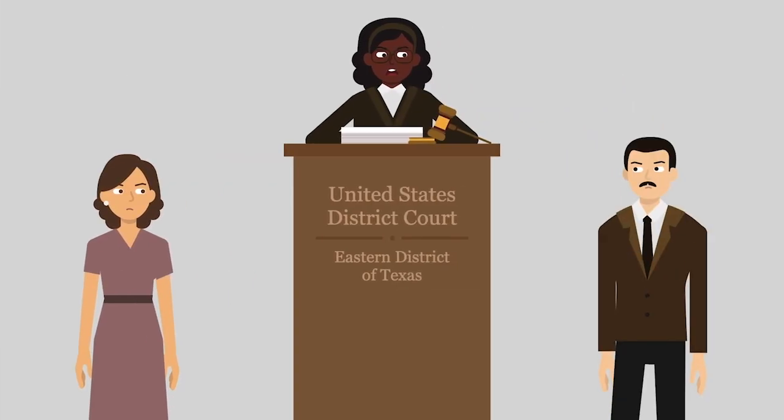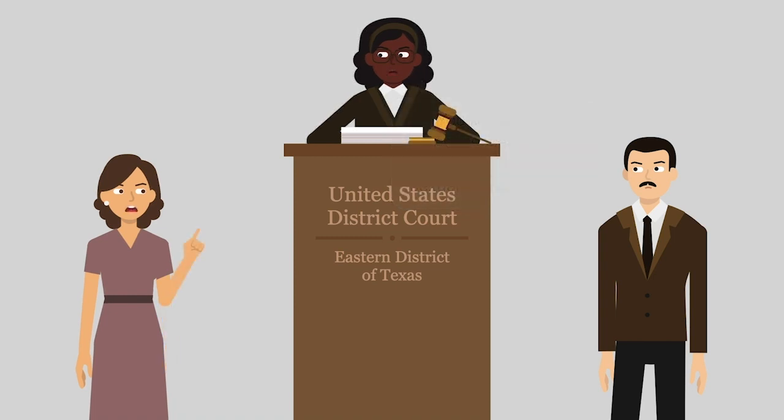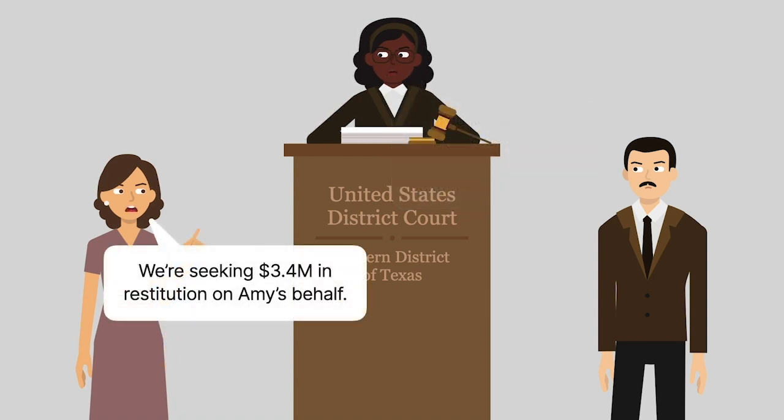Doyle Paroline was convicted of knowingly possessing 2 images depicting the sexual abuse of Amy. The images had been uploaded to the internet and had been downloaded by Paroline and thousands of other people worldwide. The federal government sought $3.4 million in restitution from Paroline on Amy's behalf.